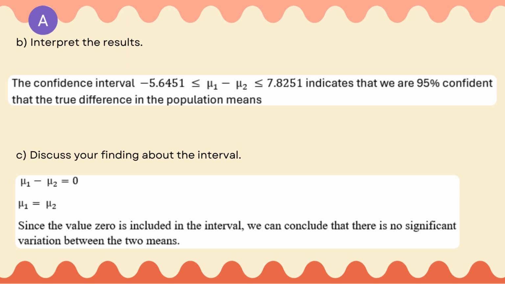The confidence interval of negative 5.6451 less than mu1 minus mu2 less than 7.8251 indicates that we are 95% confident of the true difference in the population means. For C, discuss your finding about the interval. Since mu1 minus mu2 is equal to 0, then mu1 is equal to mu2. And since the value 0 is included in the interval, we can conclude that there is no significant variation between the two means.